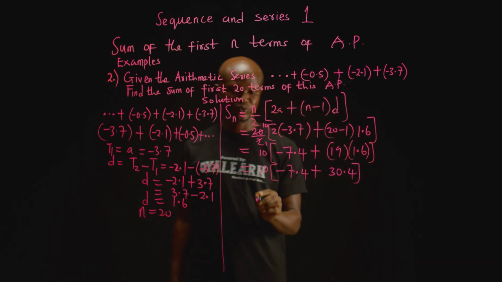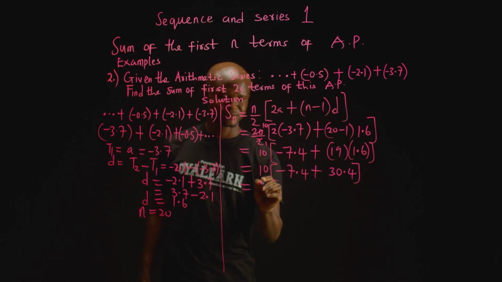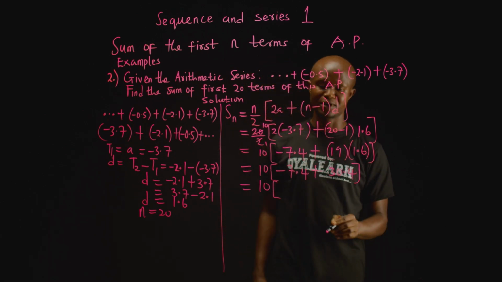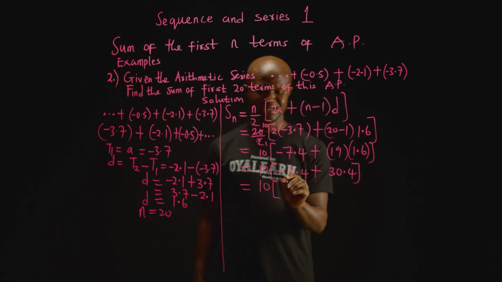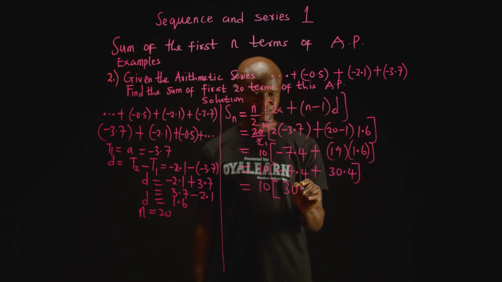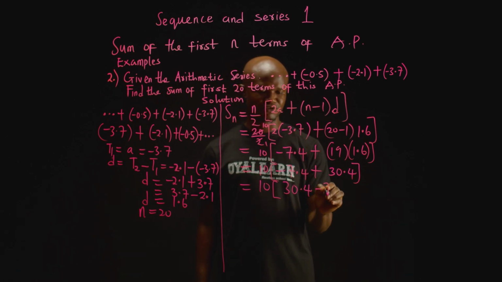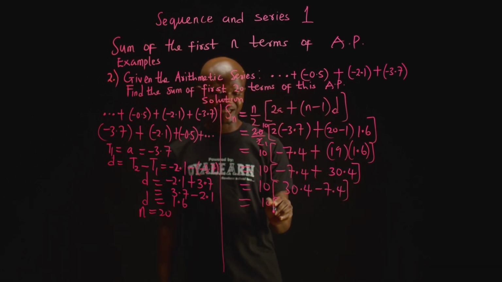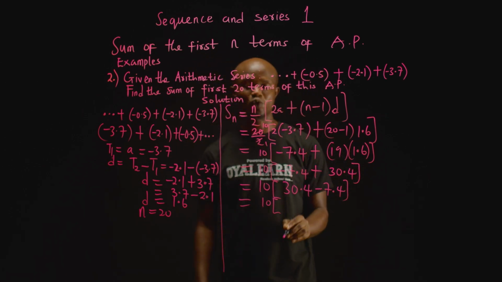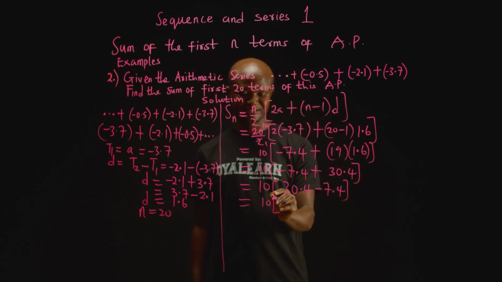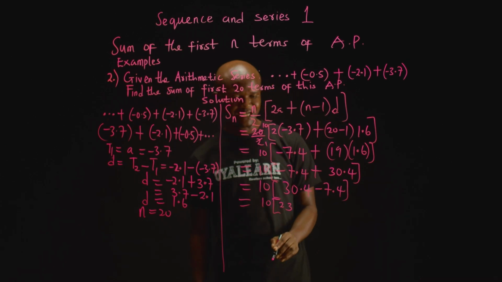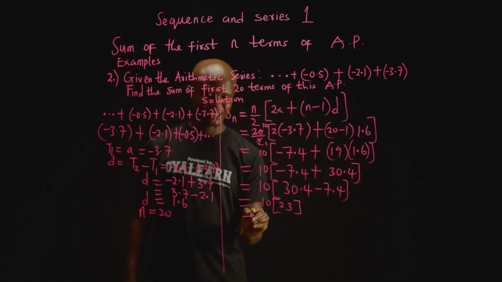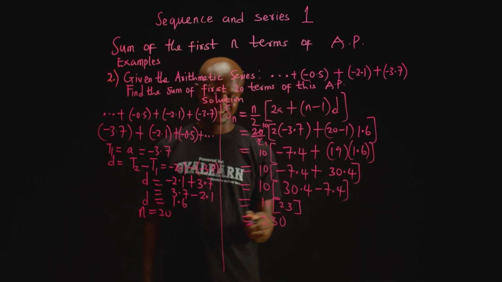So in this case, we now have 10 into bracket minus 7.4 plus 30.4. We can write this as 30.4 minus 7.4. And this is 10 into what? 30.4 minus 7.4 will give us 23. So 23 times 10 will give us 230.